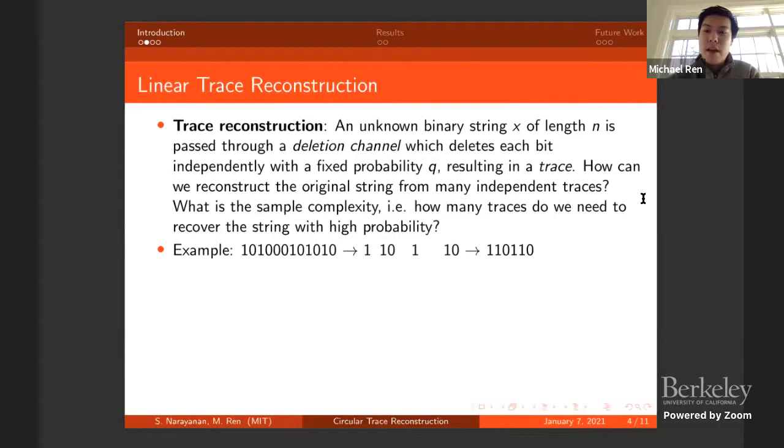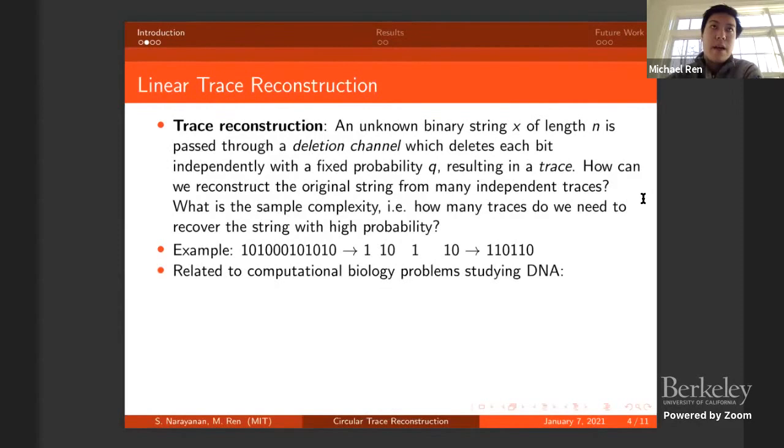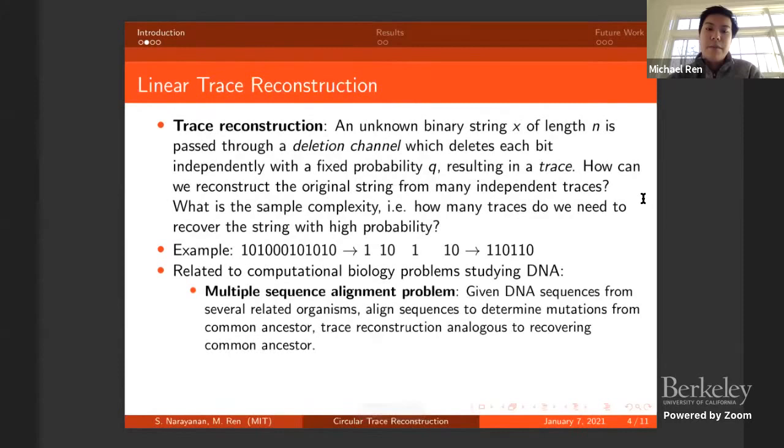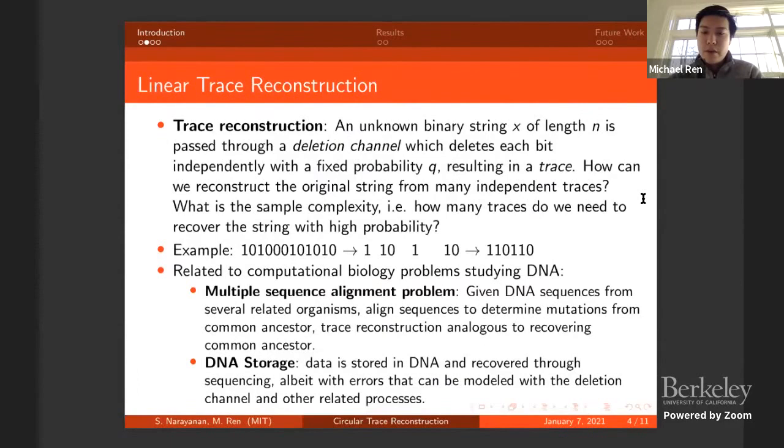The motivation for studying this comes originally from some problems in computational biology about DNA. We can think of the strings as a sequence of DNA. There's the multiple sequence alignment problem, where we want to figure out what the DNA sequence of an ancestor looks like if we can sequence the descendants. There's also DNA storage, where we can store data in DNA and recover it through sequencing, but reading the data is kind of noisy.